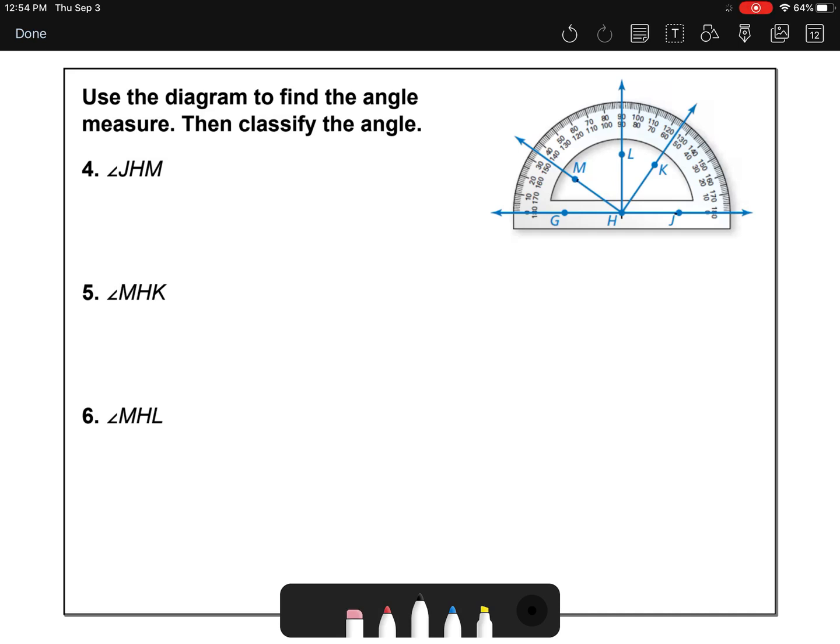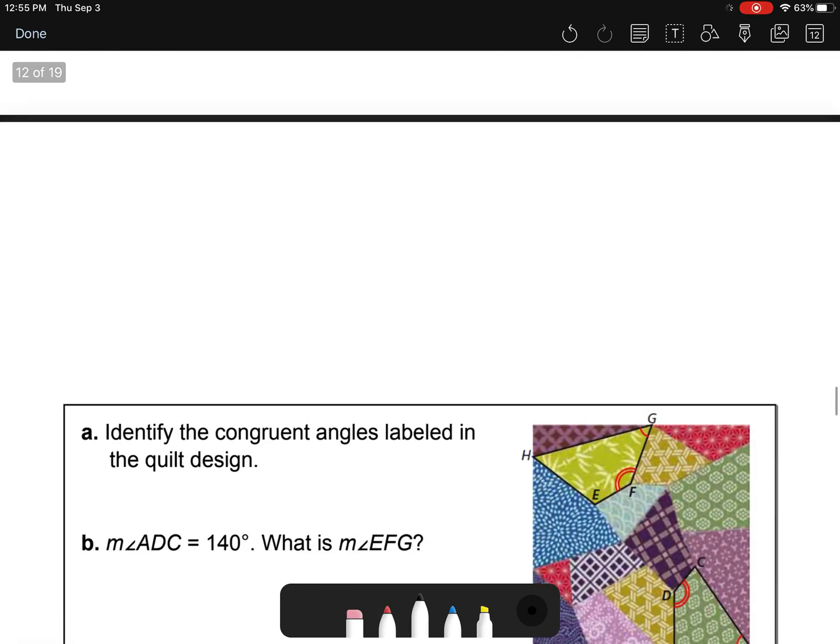All right, let's do some more. What about angle JHM? Now we're reading the inside. Looks like it's 145 degrees, so therefore that is obtuse. What about MHK? Well, that's 55 and 145. So 145 minus 55 is 90. So that is a right angle. And then MHL, 10, 20, 30, 40, 50. Looks like it's 55. So that is acute.